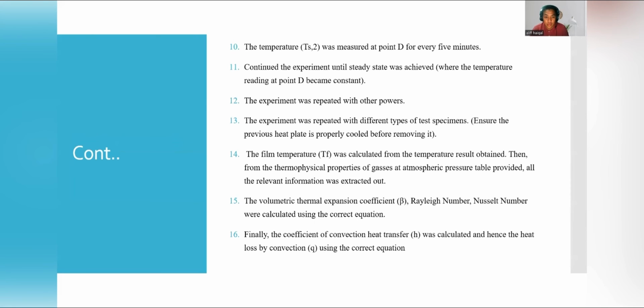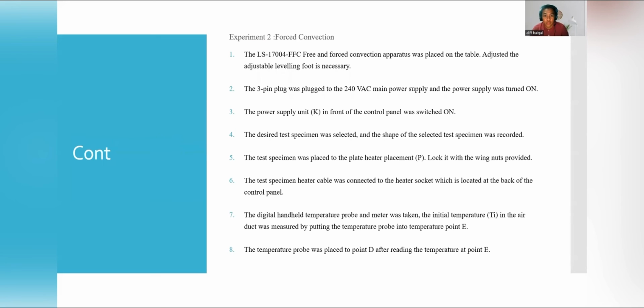Next, the film temperature, TF, was calculated from the temperature results obtained. Then from the thermophysical properties of gases at atmospheric pressure table provided, all the relevant information was extracted. Number 15, the volumetric thermal expansion coefficient beta, Rayleigh number, and Nusselt number were calculated using the correct equation. Finally, the coefficient of convection heat transfer h was calculated, and hence the heat loss by convection Q using the correct equation. Okay, experiment 2 is forced convection.